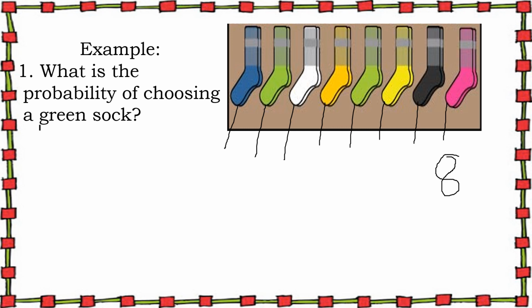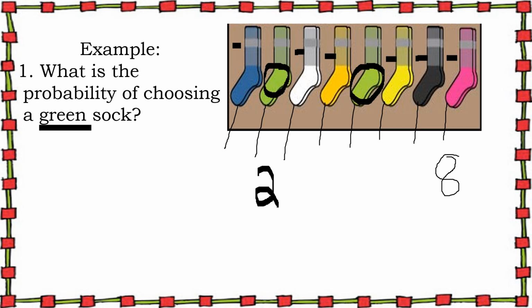Now, I need to go back to my question and figure out which color they asked me for. They asked you for green. So we need to go back to our socks and figure out how many socks are green. So let's go through each one. We're going to start with the blue sock here. That's not green. The second one is green, so we're going to circle that. This is not green. This is not green. This is green. This is not green, this is not green, and this is not green. So we have 2 socks that are green.